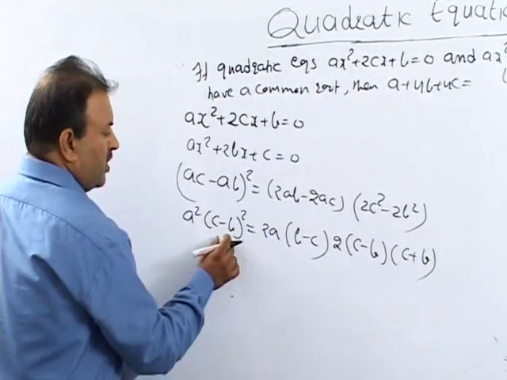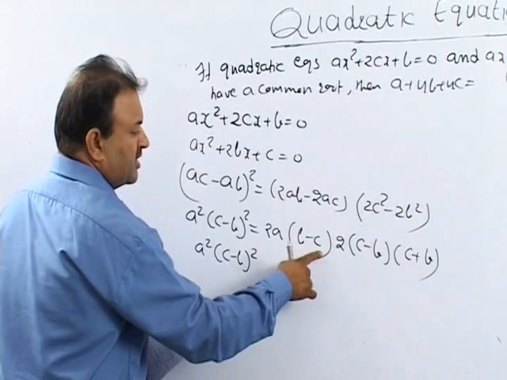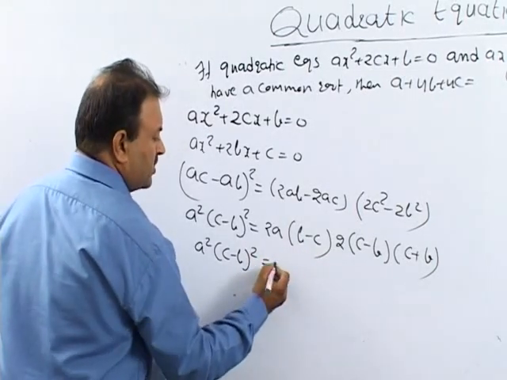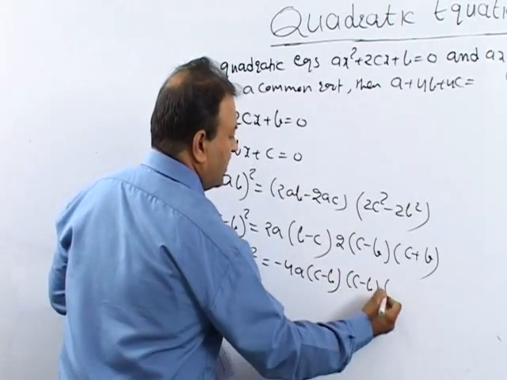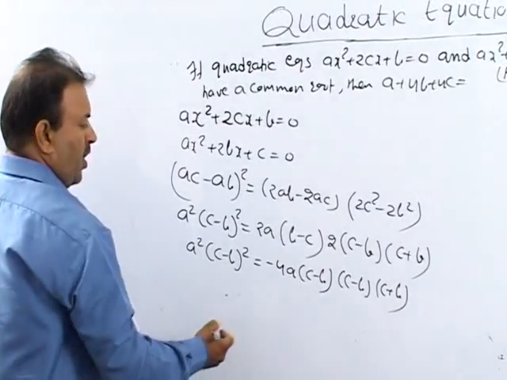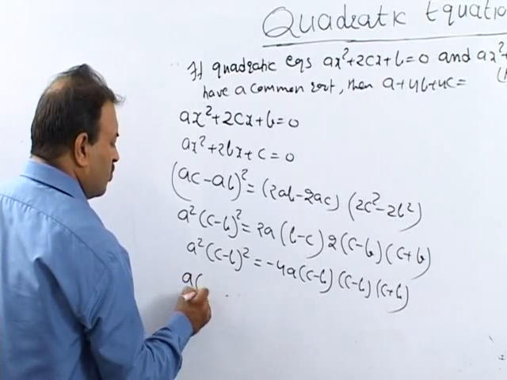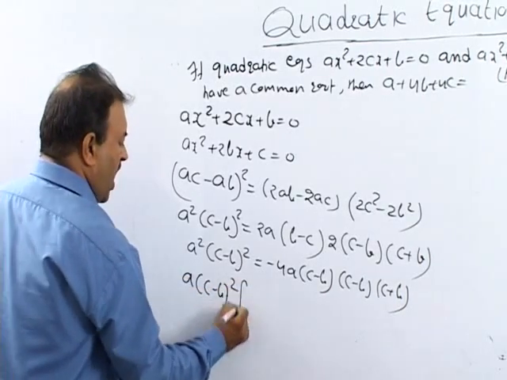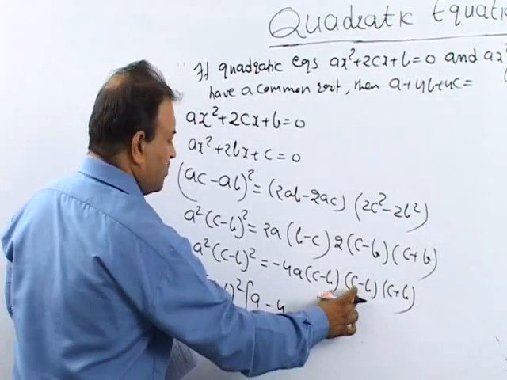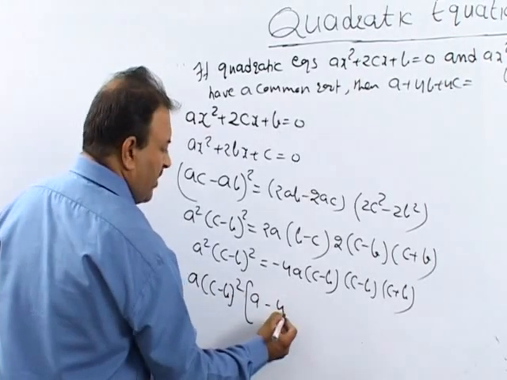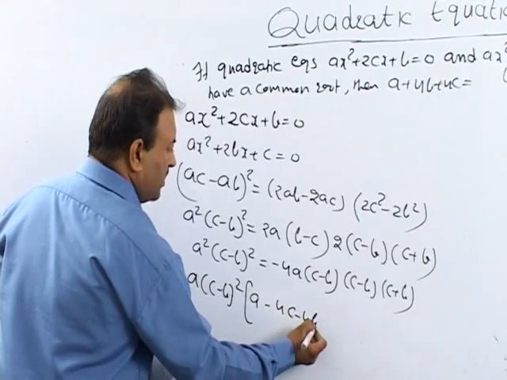Now the next thing, I wanted c minus b the whole square. It is a square c minus b the whole square. So I make it c minus b over here. It is minus 4a into c minus b into c plus b. Now I bring this whole term on the left hand side, and I take common a into c minus b the whole square. I am left with a over here minus 4, and taking common, I am left with minus 4c minus 4b.